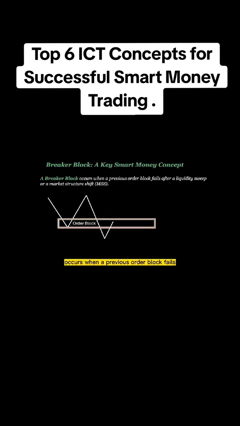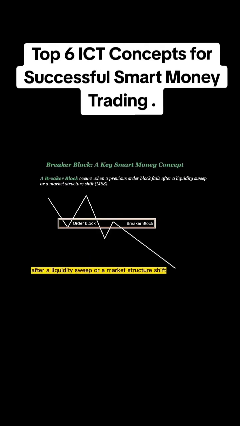A breaker block occurs when a previous order block fails after a liquidity sweep or a market structure shift. Even though smart money concepts are highly effective, no strategy is foolproof. Traders using smart money concepts may buy at bullish order blocks and place their stop loss below the low of that order block, or sell at bearish order blocks with their stop loss above the high. However, market makers often take advantage of these positions, hunting stop losses and moving the market in the opposite direction, breaking the order block, which transforms it into what we call a breaker block.